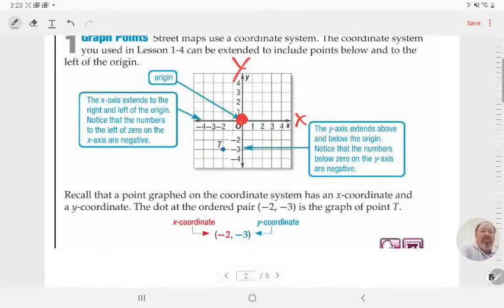All right. So recall that a point graphed on a coordinate system has an x-coordinate and a y-coordinate. The dot at the ordered pair -2, -3 is the graph of point T. So this would be my x, and this would be my y. So I would go over to the left, because it's -2, and negative, I would go down 3, and I would be right there, okay? So now we're dealing with positives and negatives.